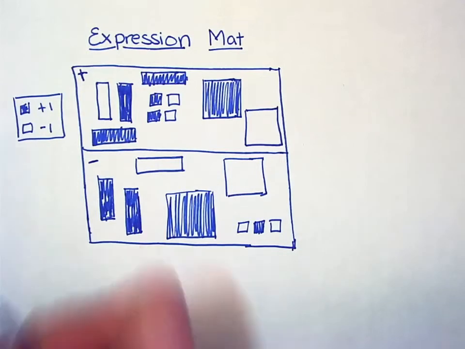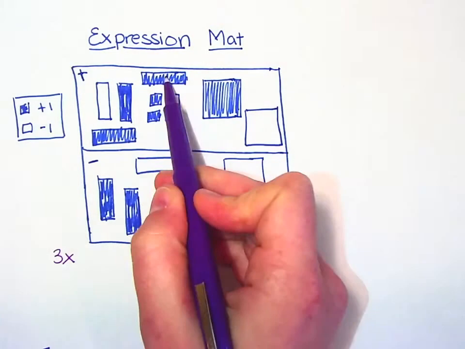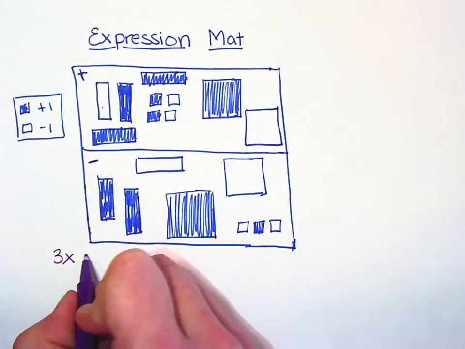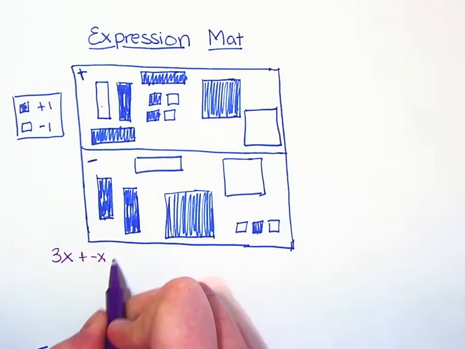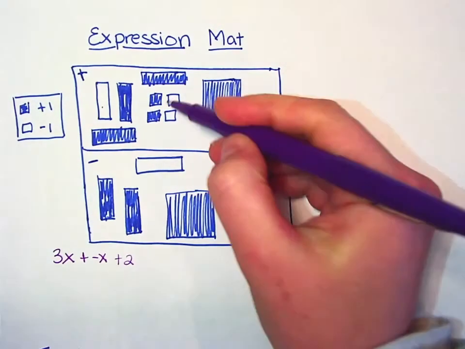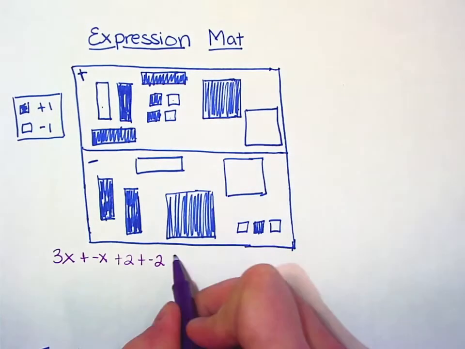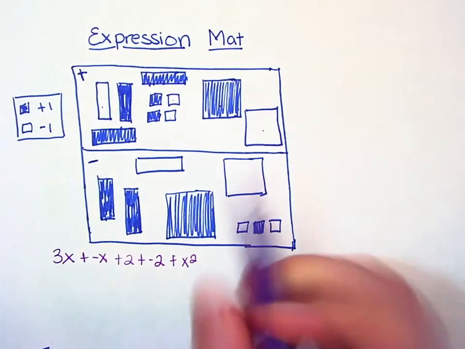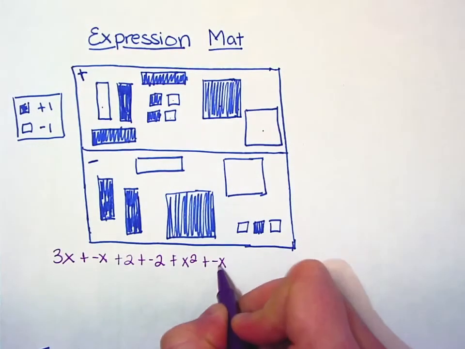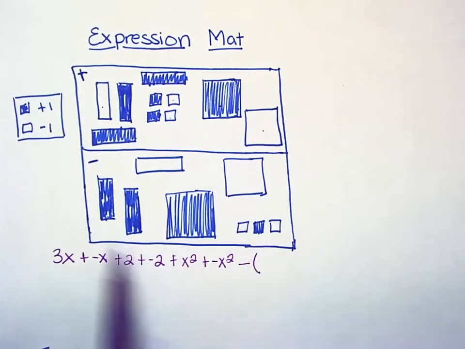We see three blue x's, then there's a plus a negative x, plus 2, plus negative 2, plus an x squared plus negative x squared, minus the group that we see in the bottom.